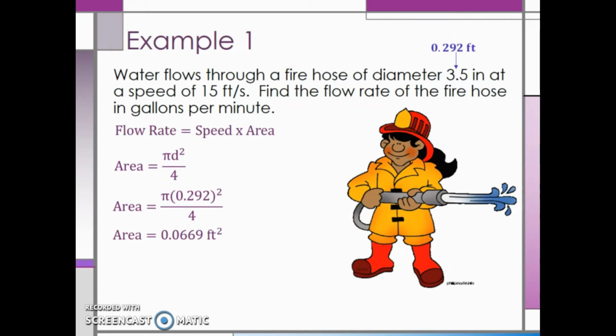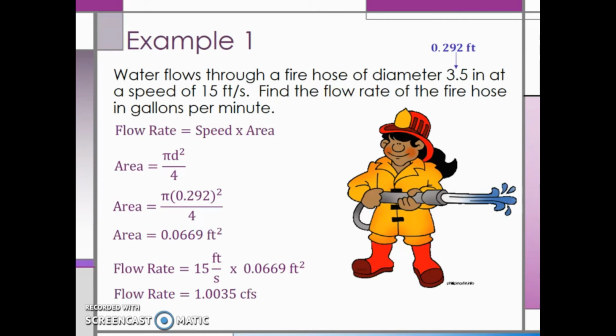Now that we have the area, we can find the flow rate by taking 15 feet per second, which is the speed of the water, and multiply that by 0.0669 square feet, which is our area. This gives us a flow rate of about 1.0035 CFS.